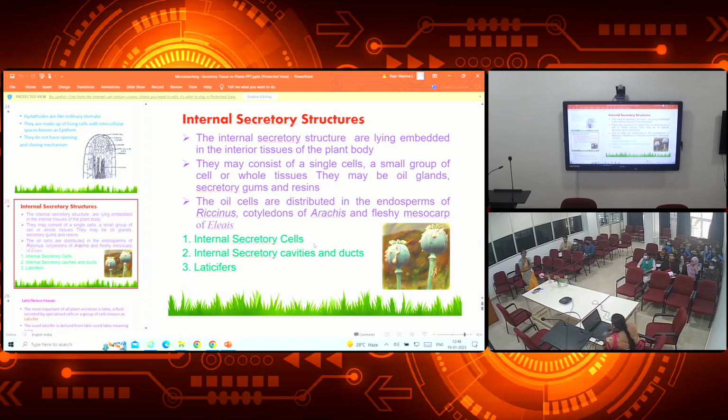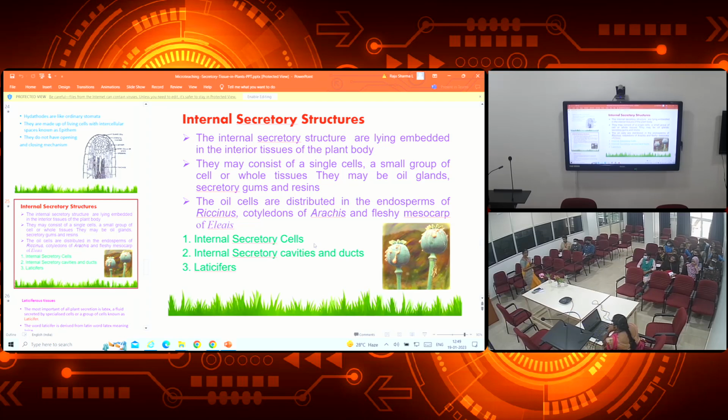Next one, if you see, means internal secretory structures, right? In internal secretory structures, just by taking the sections, we can find out what things we are able to find. In these internal secretory structures, we have different types: one is secretory cells, then secretory cavities, ducts, and the last one will be the latticeous.